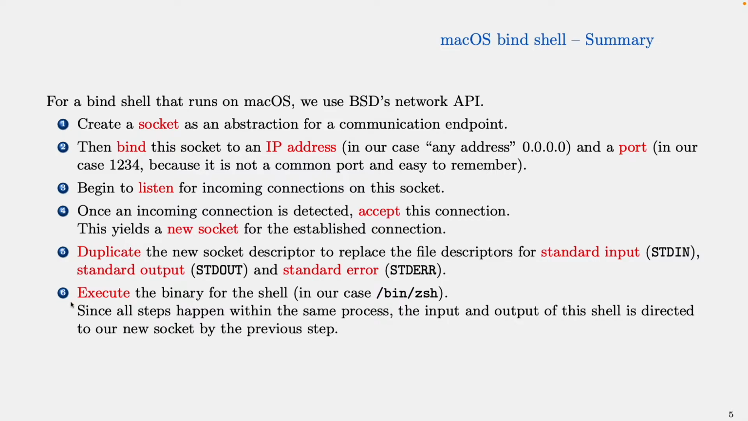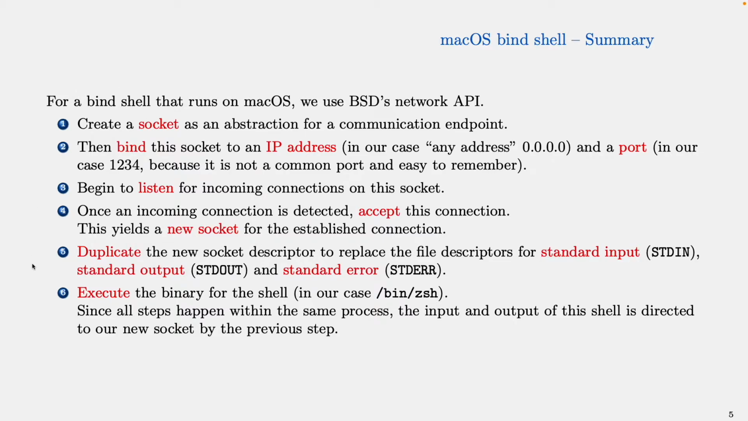And in the last step, we need to start the shell process. Now the standard shell for macOS is the Z shell, and its binary file is located at the path /bin/zsh. And what happens internally when we execute this binary is that the process executing it will be transformed into a new process that runs the shell. And our redirected file descriptors for standard input, standard output, and standard error will be inherited by this transformed process so that the shell's input and output gets rerouted to our attacker machine.